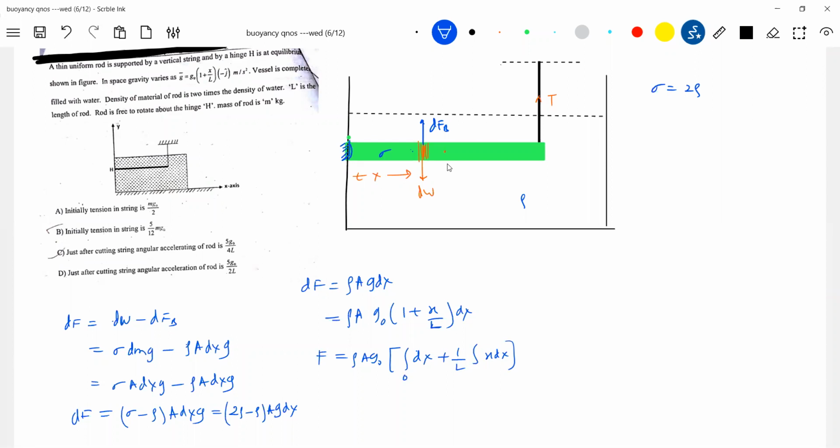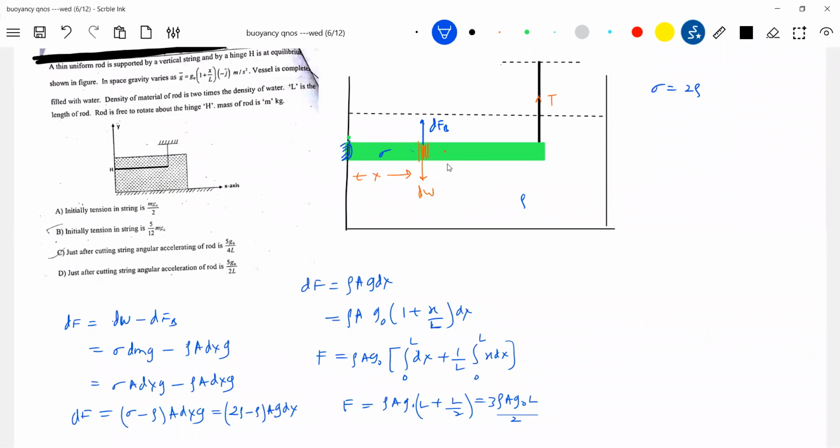Now this should be integrated from 0 to L. So this is the resultant force: rho A g naught (L plus L square by 2L), which becomes 3L by 2. So this is the resultant force that will be acting downward.